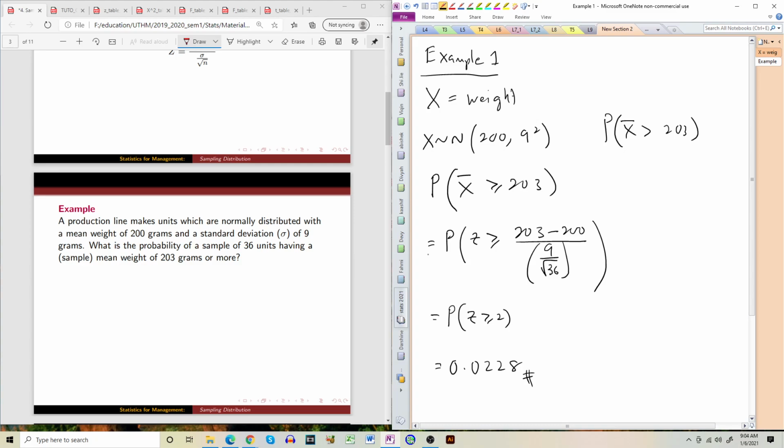So the question is, remember the question is, what is the probability of a sample of 36 units having a mean weight? Another highlight: one is sample size, another is they are asking for mean weight. Remember, the notation for the mean of a sample is x bar. That's why I'm using x bar here. Certain things I cannot explain online, and there is not enough time. If you see this kind of question, then you use this kind of notation and this kind of method.